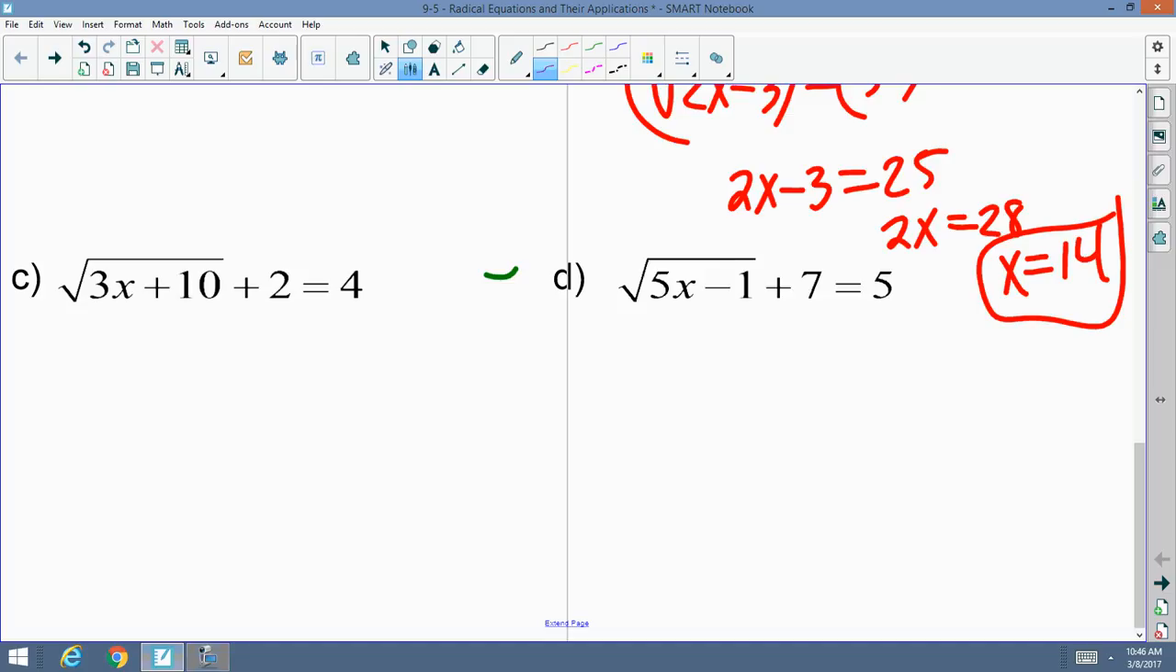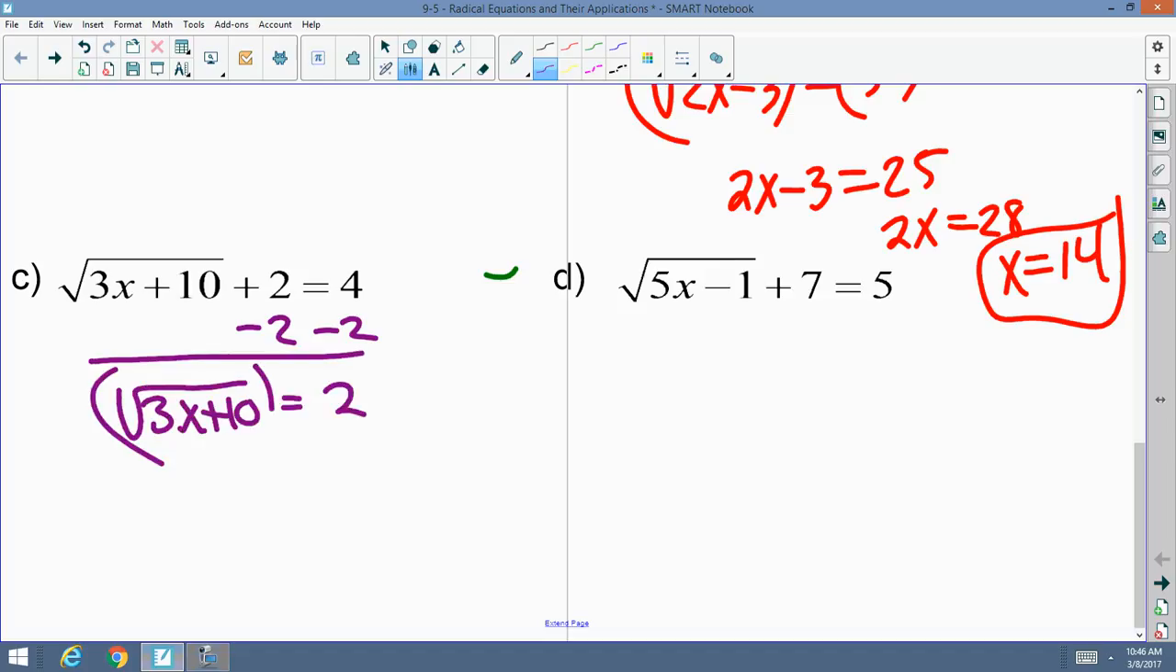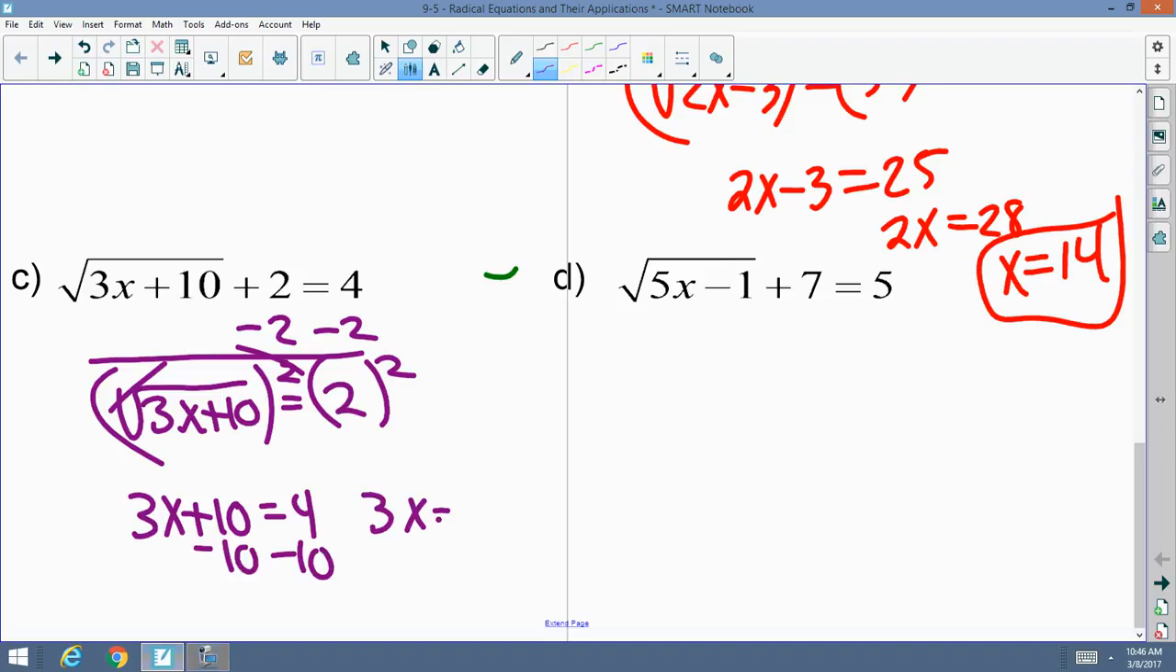Okay, guys, I want to get the radical alone, so I'm going to subtract 2 to both sides. Square root of 3x plus 10 equals 2. So I'm going to square both sides. Cancel, cancel. 3x plus 10 equals 4. Subtract 10 to both sides. 3x equals negative 6. Divided by 3, x equals negative 2.